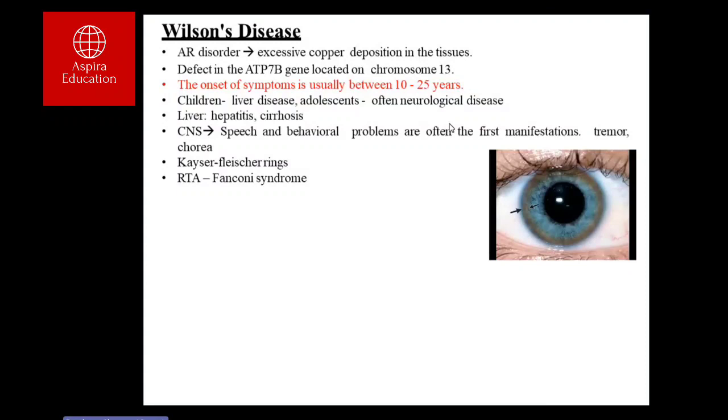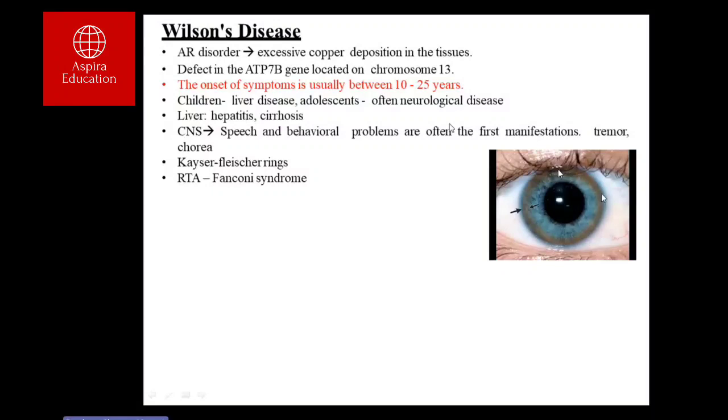Now, this KF ring is very important in the MRCP exam, because KF ring indicates that about 90% of these patients have neurological manifestations of Wilson's disease. Okay, so KF ring is quite specific for neurological manifestation of Wilson's disease. Liver involvement is seen usually in 40 to 60% of the patients who have got KF ring.